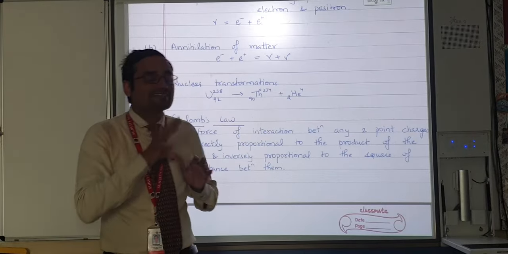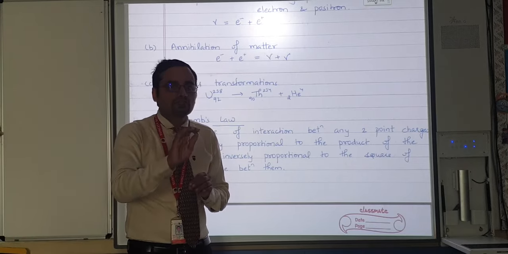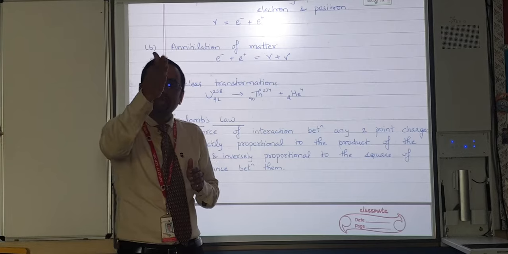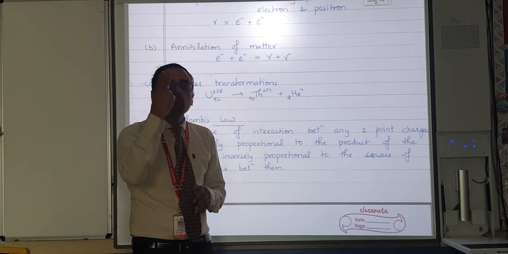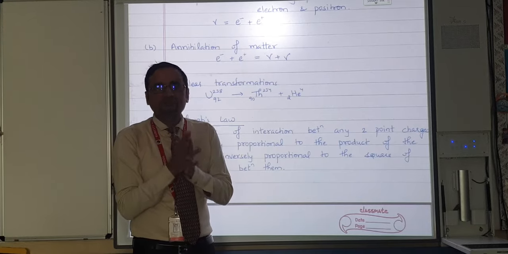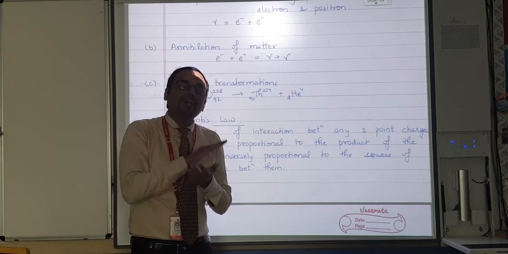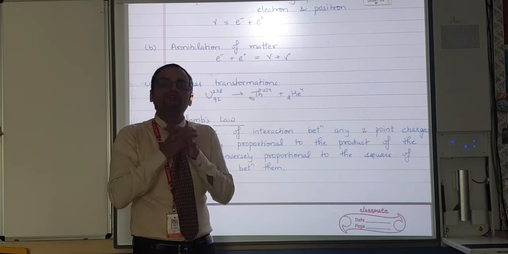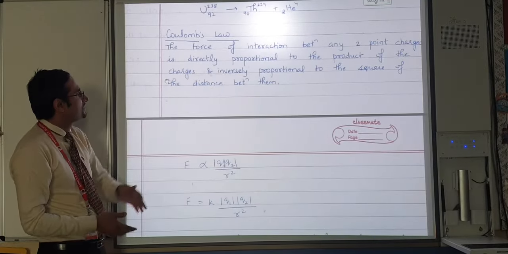Now first of all, let's understand what Coulomb's law is. Coulomb's law says that the force of interaction, mind you, I'm not saying attraction or repulsion, I'm saying force of interaction. It can be attraction, it can be repulsion. The force of interaction between two point charges is directly proportional to the product of the charges and inversely proportional to the square of the distance between them. I hope that's the same thing which I said.